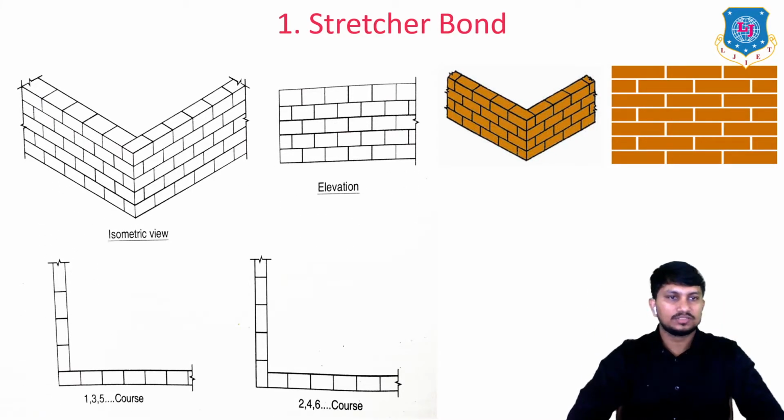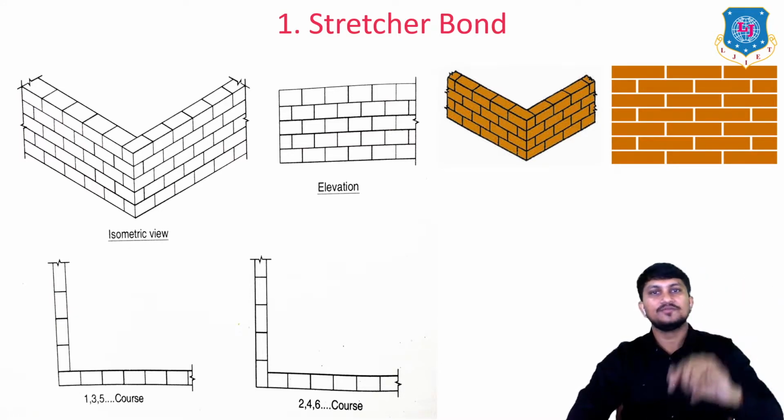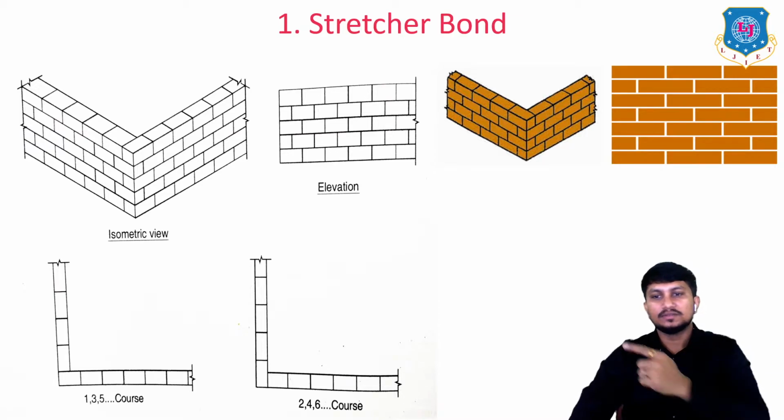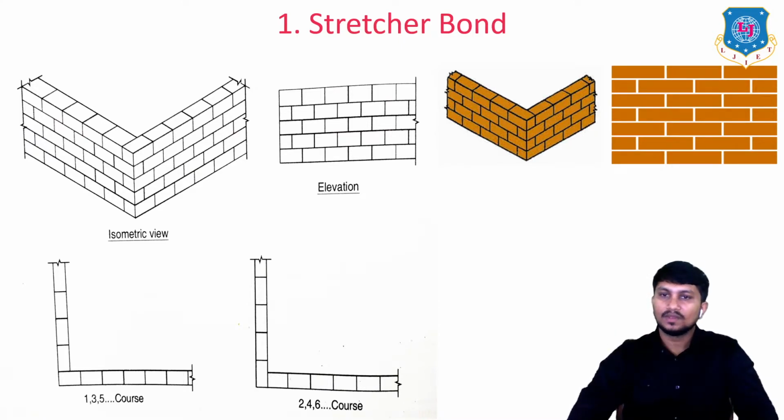This is how stretcher bond looks like, in which all the layers of the wall are made with a number of stretchers only. You can clearly see all these layers are made with stretchers. No headers are used in this type of bond. Here in this figure you can clearly see how the layers are made in this stretcher bond. The 1, 3 and 5 layers will be made with this type of figure, and the 2, 4, 6 layers, or you can say even layers, should be made like this.